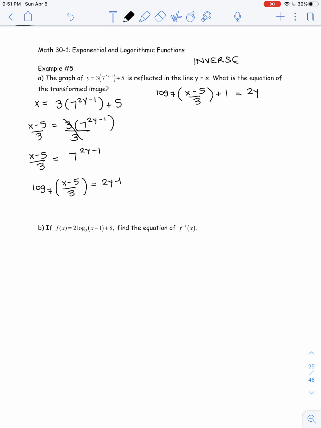And now we're going to divide everything by 2 by just putting a 1/2 in front. So that makes it a little bit cleaner looking if we just do 1/2 in front instead of dividing everything by 2. It still means the same thing. And then this 1/2 affects everything. So if we really want to distribute it, we can. So we should say 1/2 log of base 7, and then x minus 5 over 3. And then if I distribute that 1/2 to the 1, it becomes plus 1/2, which is equal to y.